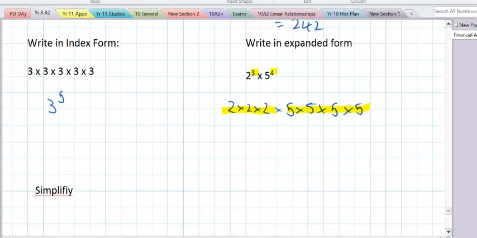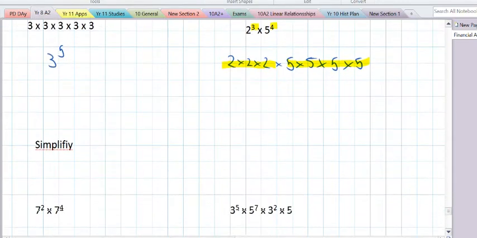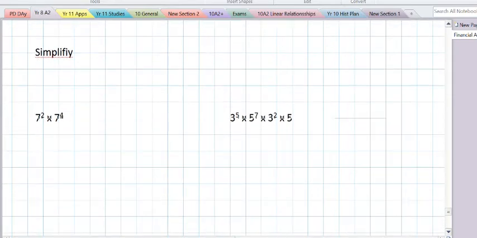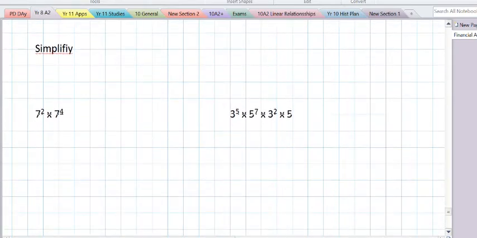That's easy. So we'll make it harder. Simplify the following. I don't know why it's gone fuzzy, I apologise. There we go, better.